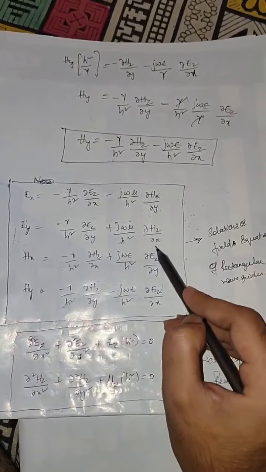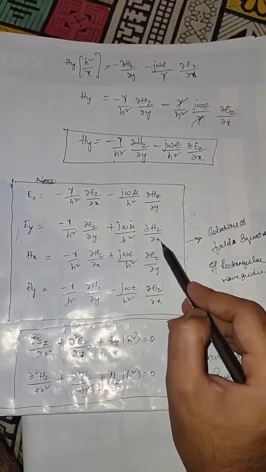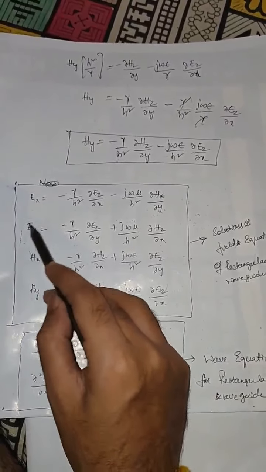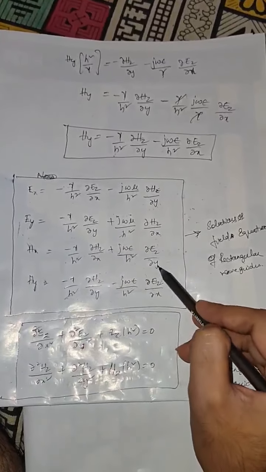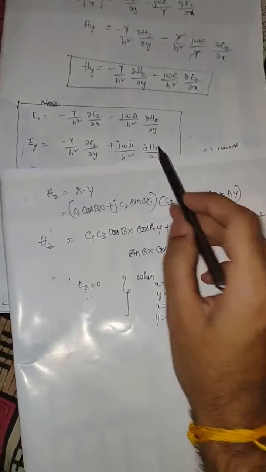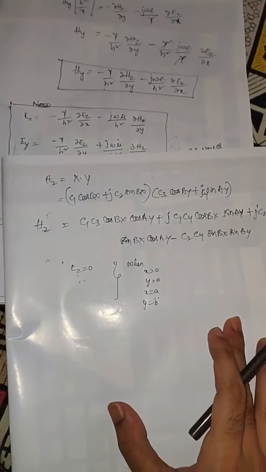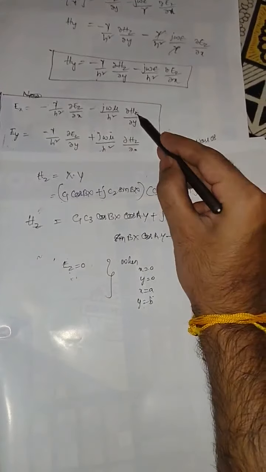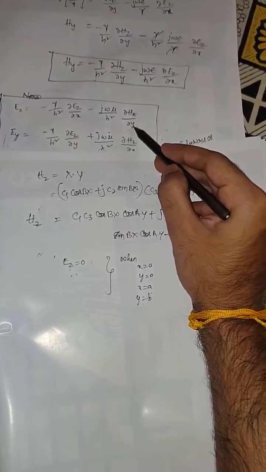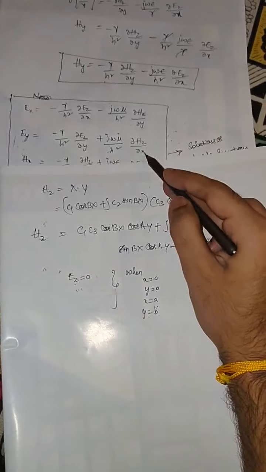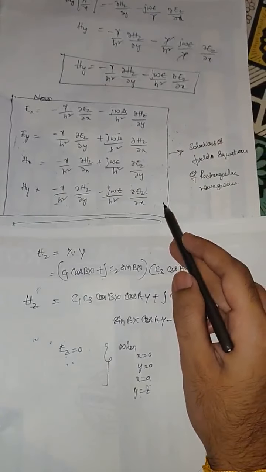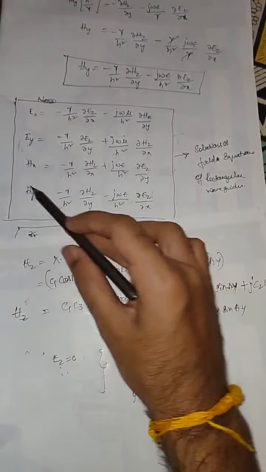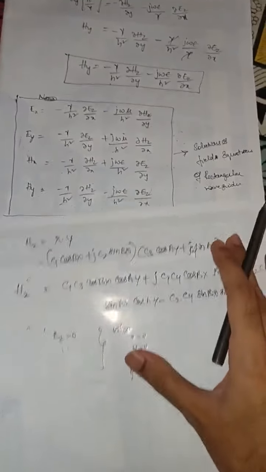So if you observe this differentiation of Hz with respect to x, you can see that Ey is equal to 0. If you take these values, it will be easy. If you want to find the Ex and Ey values, we need to substitute these boundary conditions, ∂Hz/∂y = 0 and ∂Hz/∂x = 0, so that you will get the Ex, Ey, Hx, Hy values.